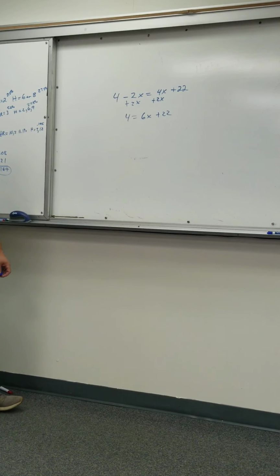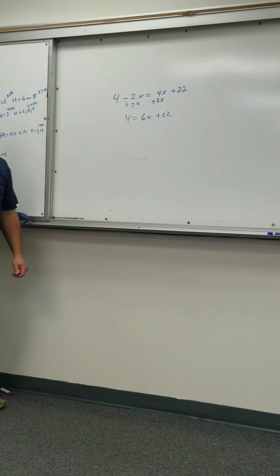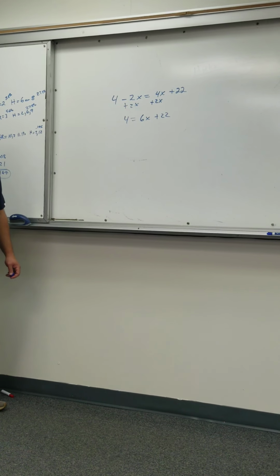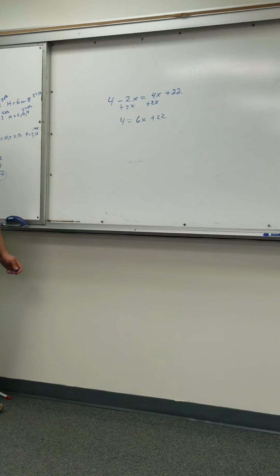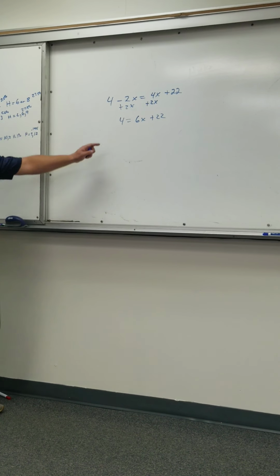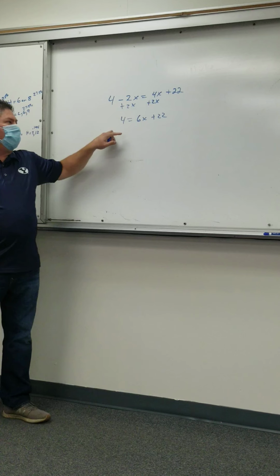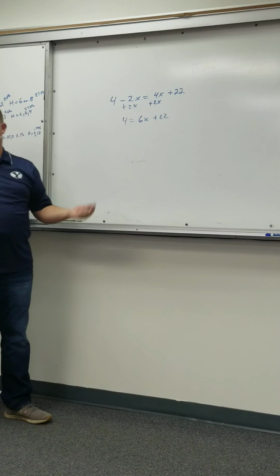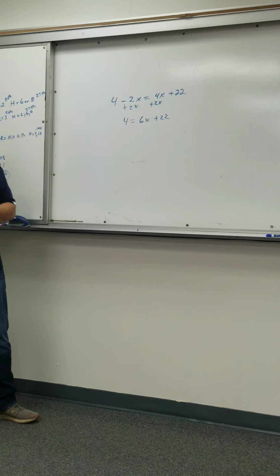Okay? All right. What should I do next? Minus 4? I can do that, but it's not going to help me. If I minus 4, I'm going to end up with 0 equals 6x plus 18, right? But that's not going to help me. It's not going to get my x closer to being by itself.